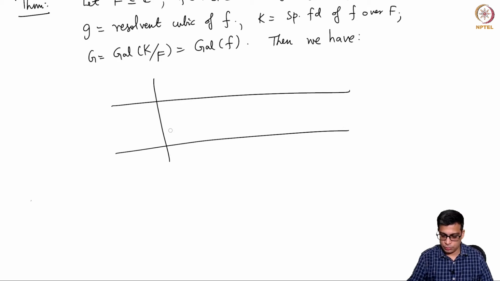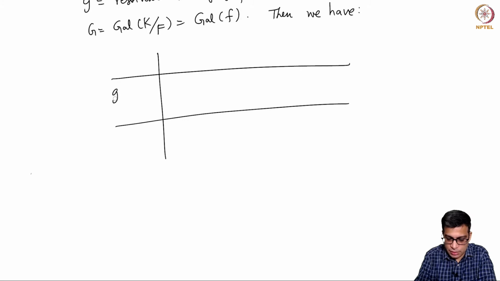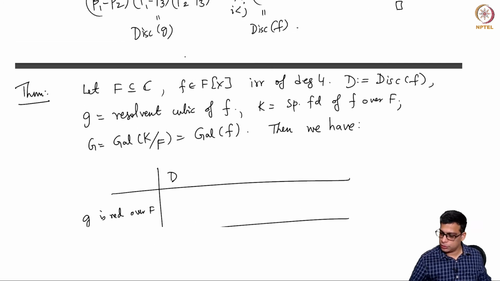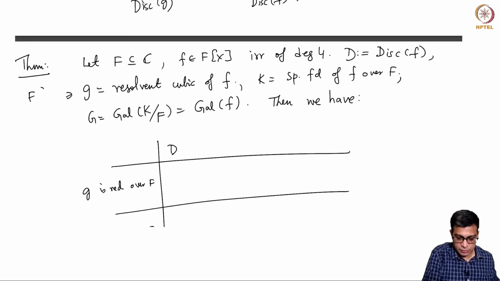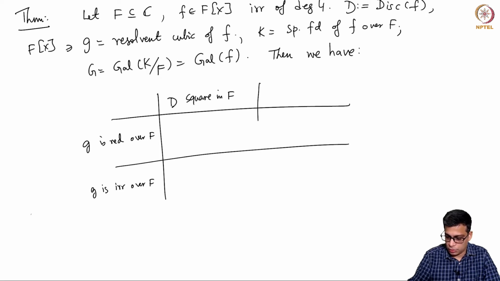There are 4 situations. So G is reducible over capital F. G is irreducible over capital F. Remember, G is a polynomial in capital F, right? So, G is in capital F[x]. The other one here I will write D is a square in F, D is not a square in F.